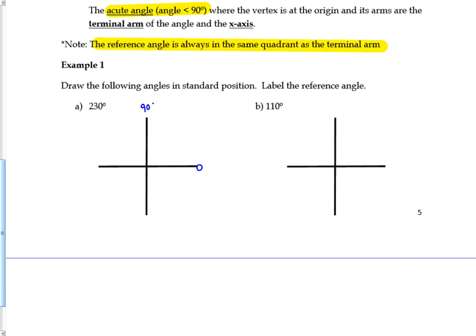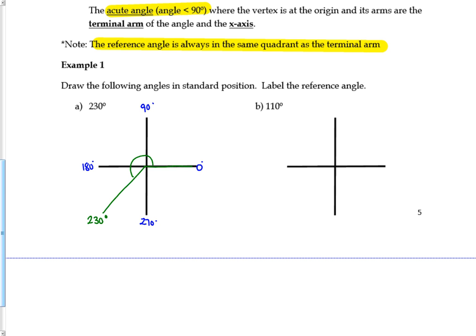Let's draw 230 degrees. What quadrant will it be in? 3. Good. So 230, we'll just approximate it. So I have my initial arm, and I have my terminal arm. And there's my angle, rotation angle of 230 degrees. Okay, that's my theta.